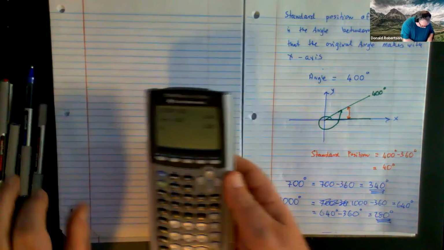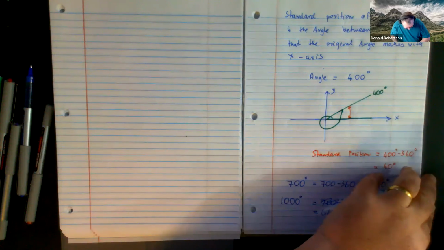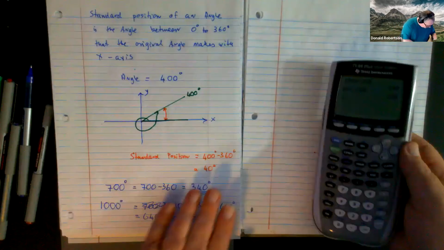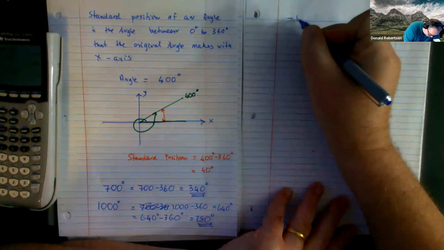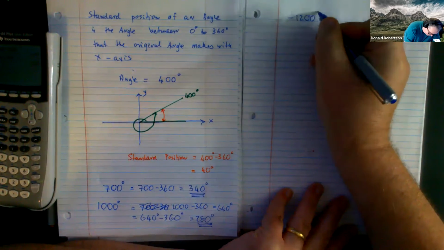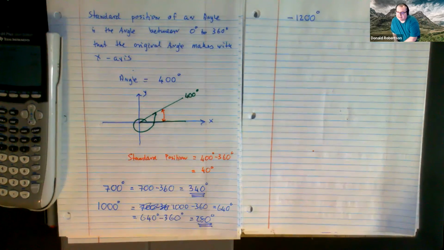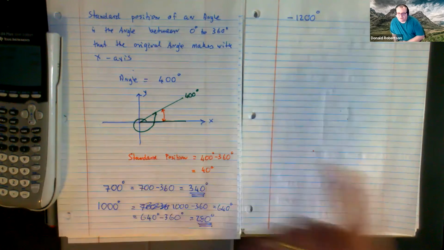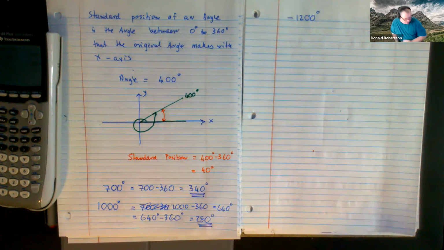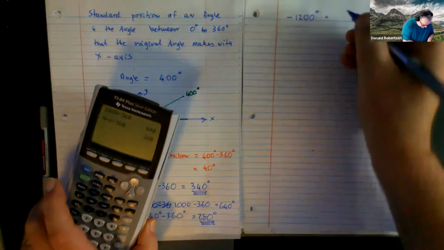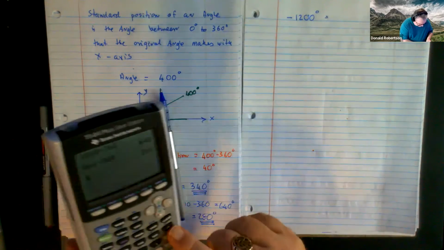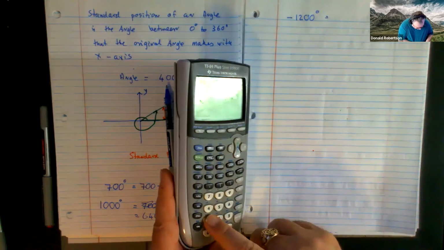Actually, I was going to do radians and I will, but I'm going to do some before that. You could also get really big negative angles, right? We got that one. And I still want to know what that standard position angle is. And I'm going to do this, well, I'll be writing the answer down here in a minute. I'm going to do this with my calculator. So negative 1200.